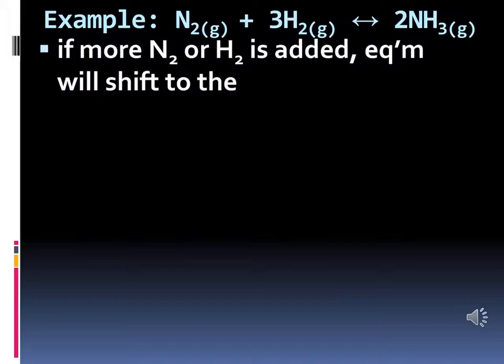Now we're back to this one that was in 7.2. If you add more N2 or H2, be careful, because let's say you have to list the changes to shift to the right or something. This counts as the same. These are both reactants, so you can write out specifically N2 or H2, or you could just write that more reactants are increased, and it's actually the same thing.